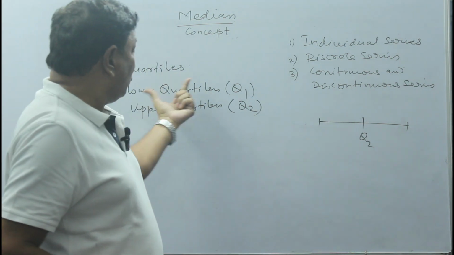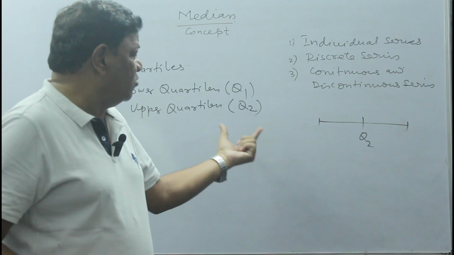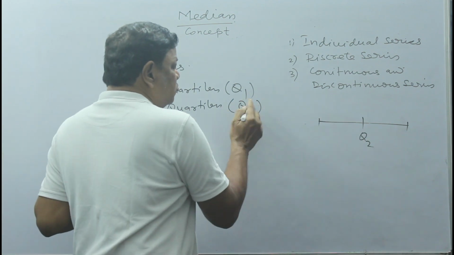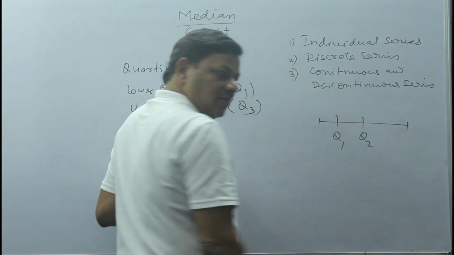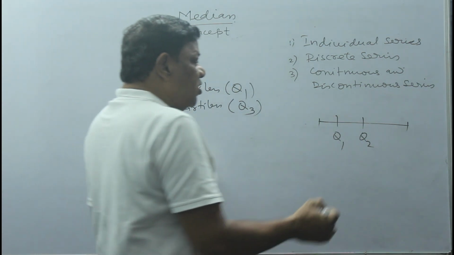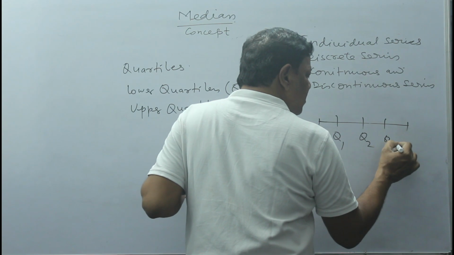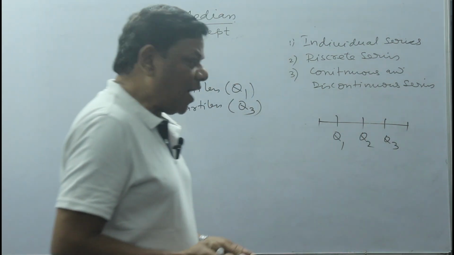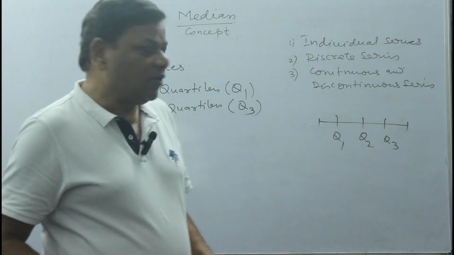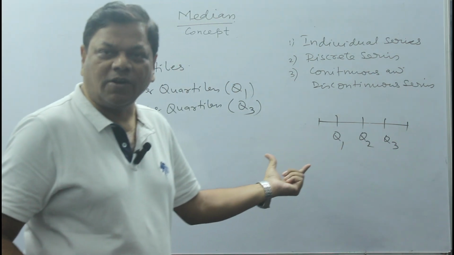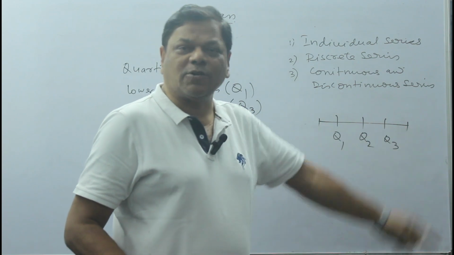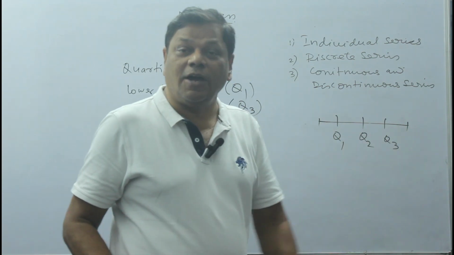Then the other quartiles are Q1 and Q3. What is Q1? Q1 is this 25%. And Q3 is this one, that is 75%. So I have learned Q2 just now. Now we have to understand Q1 and Q3. What is Q1? Lower quartile. And what is Q3? Upper quartile. So these two formulas also you have to know.